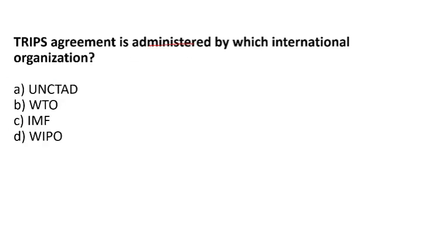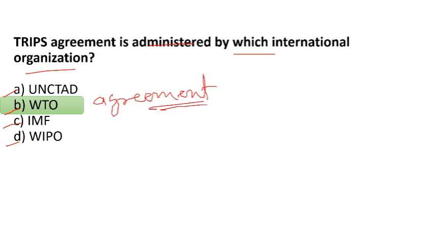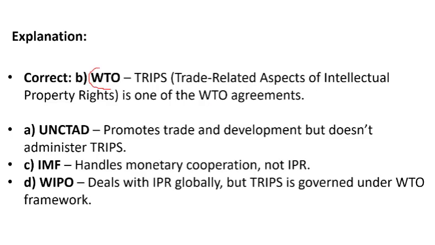TRIPS agreement is administered by which international organization? UNCTAD, WTO, IMF, or WIPO? Okay, so it is related to WTO. Obviously, we are already studying the WTO agreements. In the WTO agreements, we have TRIPS, TRIMS, GATT, GATS, AOA as well. So the agreements of WTO, we have TRIPS in it. TRIPS is an agreement of WTO, which is totally related to the IPR, that means intellectual property rights.